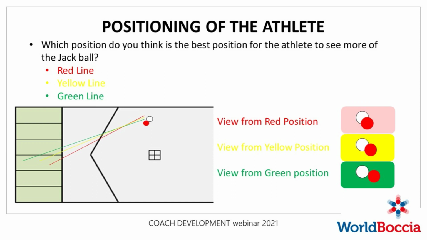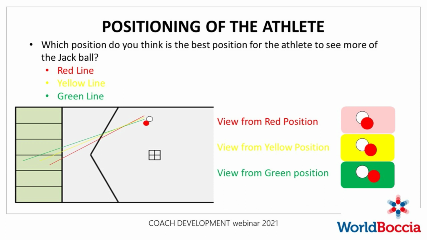If we look at this example, on the left-hand side, we've got the boccia court, and we've got red players. The red player has played their jack in their first ball, and blue would now be looking to play their first ball. So the question we've asked, and feel free to type an answer into the chat function, which position do you think is the best position for an athlete to see most of the jack ball?